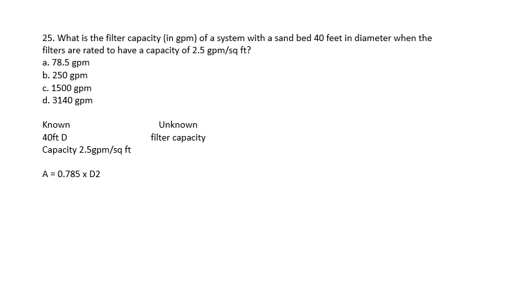So first we need to find the area. 0.785 times the diameter squared, because it gave us the diameter. So 0.785 times 40 squared gives you an area of 1,256 square feet. Filter capacity is equal to the 1,256 square feet times 2.5 gallons per minute per square foot. That's going to give you a filter capacity of 3,140 gallons per minute.